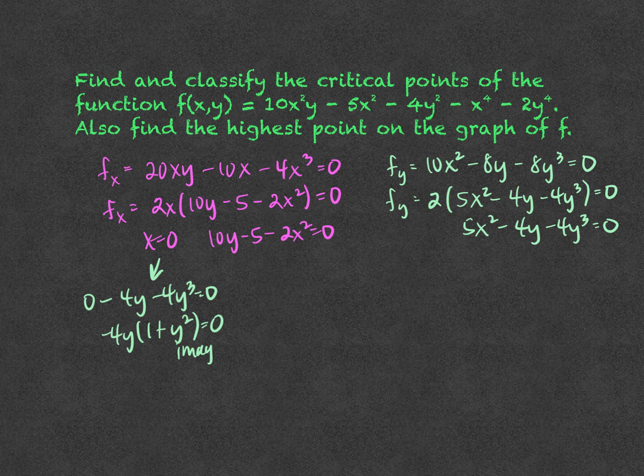Now this one is imaginary because 1 plus y squared, if you move the 1 to the other side, you have y squared equals negative 1. And that's an imaginary answer. So we only look at the real ones. So we have negative 4y equals 0, so y equals 0. So this one gives us the critical point of 0, 0.